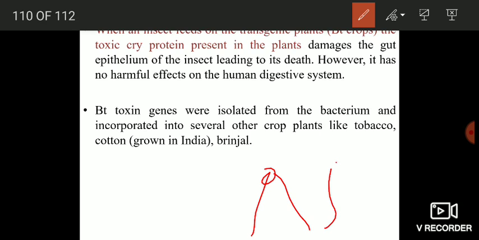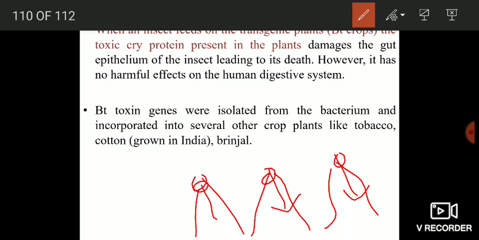These are the epithelial cells of the gut of the insect. This active endotoxin or cry protein punches holes in the epithelial cells. This disturbs the osmotic balance of these cells, leading to inflow of more water, and finally these cells burst, leading to the death of the insect.